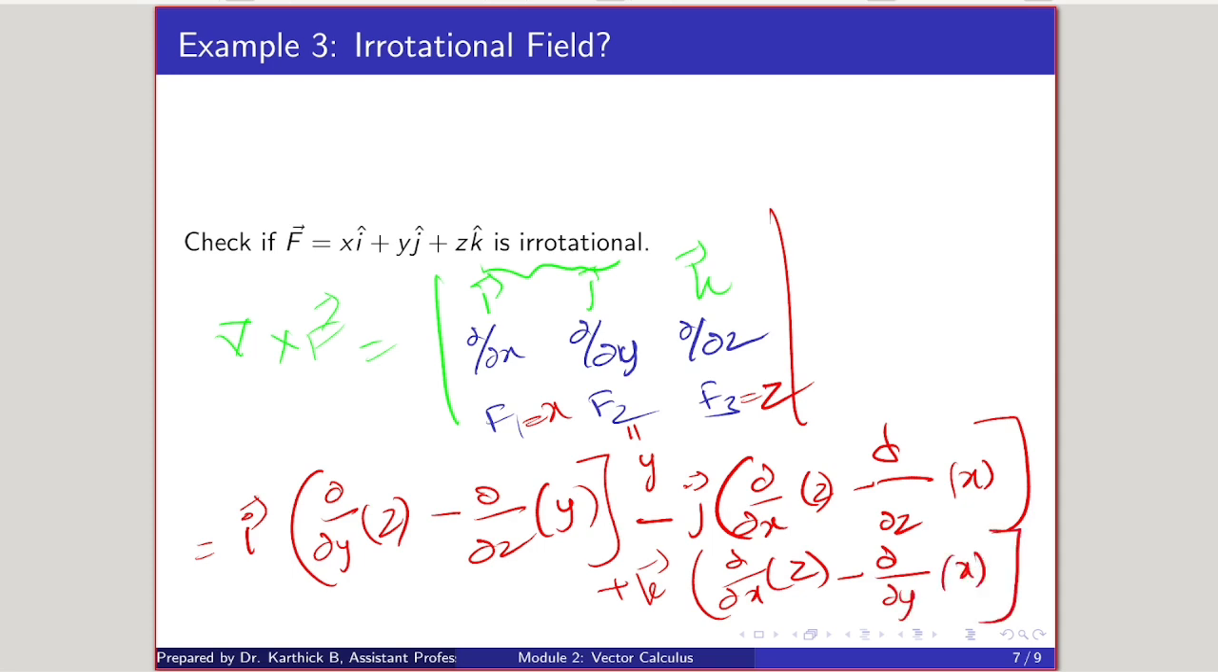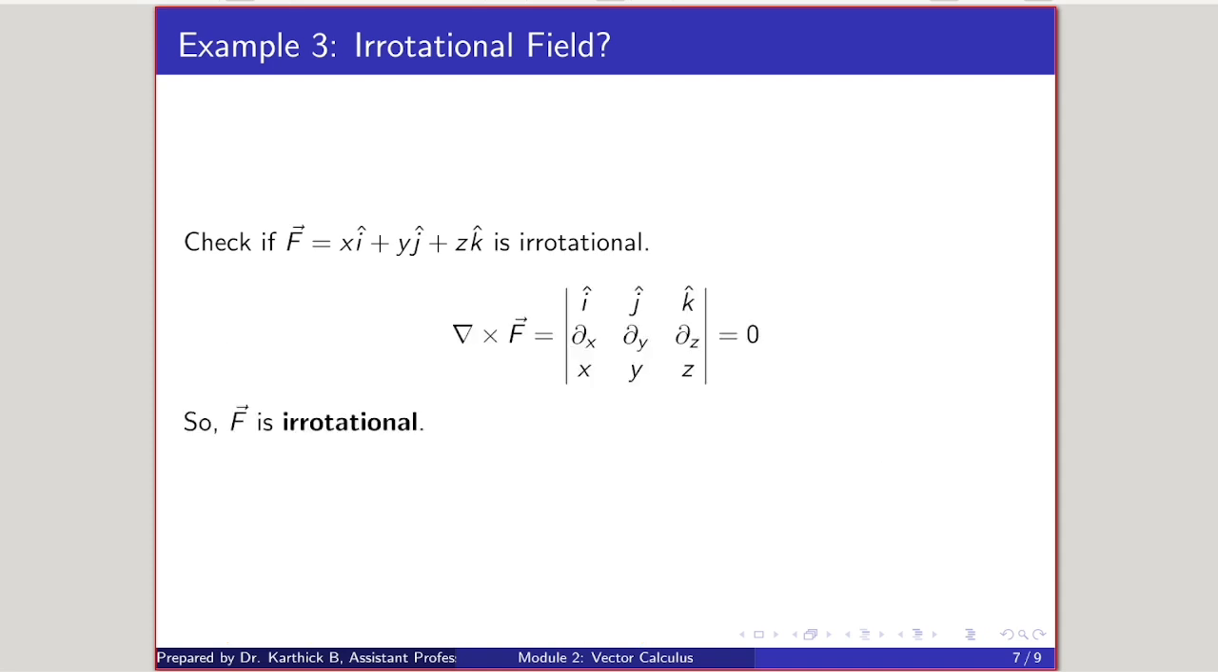See here, I have to differentiate z with respect to y. It is not possible, so surely we will get 0, and with respect to this it is always 0. Simply everything you will get is 0, plus k vector into 0. So finally you will get 0. Therefore it is irrotational. The zero vector is simply 0.